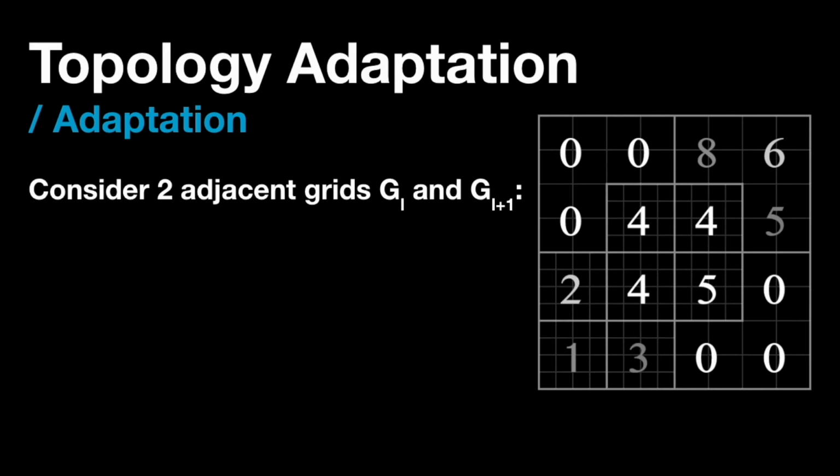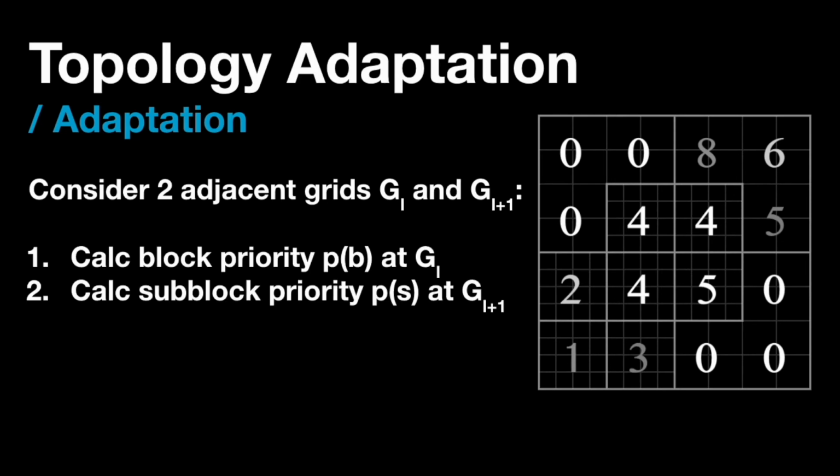So, as the simulation progresses, the distribution of high priority cells will shift around, and that's where the second phase of our topology adaptation algorithm comes in. The second phase adapts the grid topology to account for these shifts in the following way. After each simulation step, we consider each pair of grids adjacent in the grid hierarchy. And for each pair, we compute the priority scores of the high resolution blocks and of the low resolution subblocks.